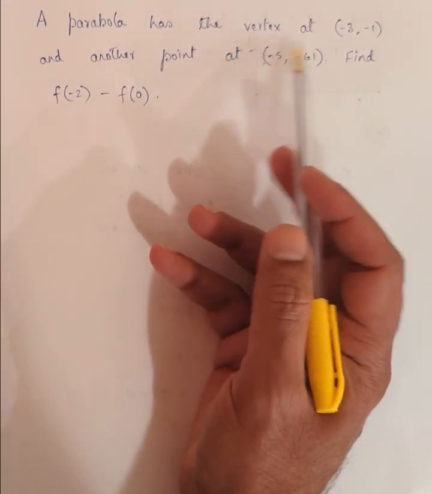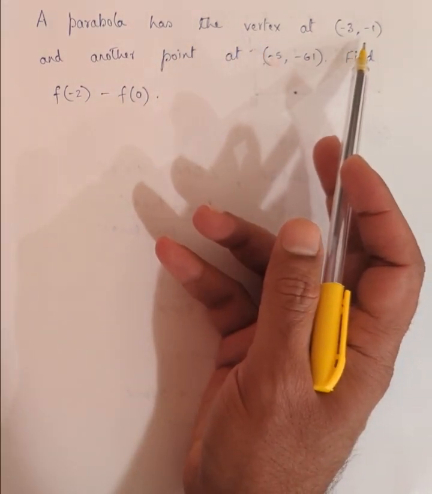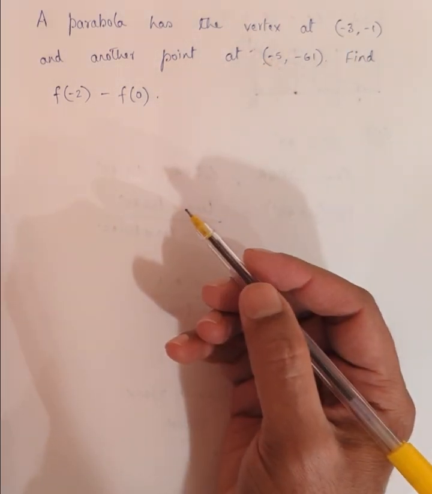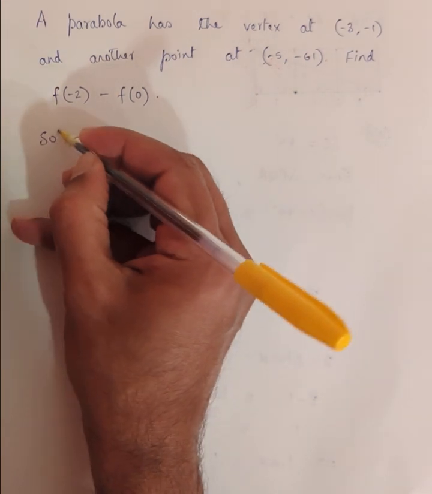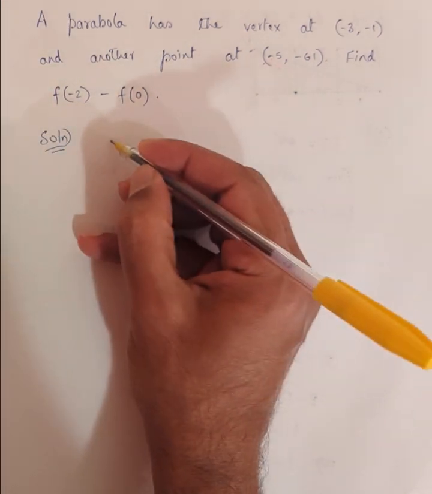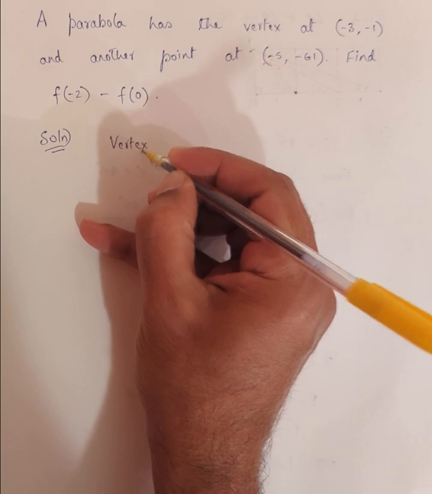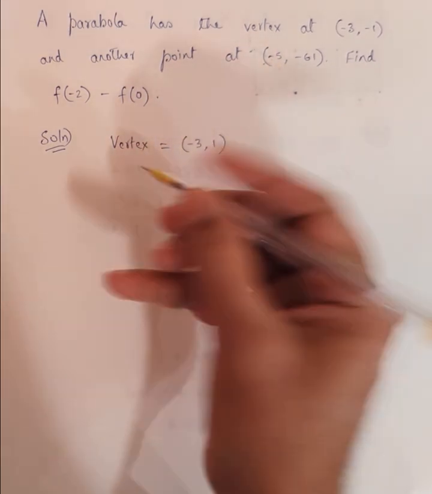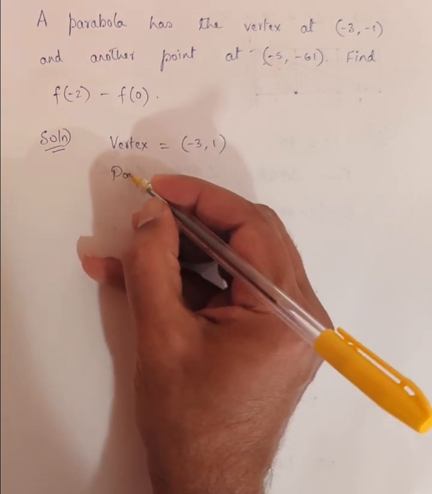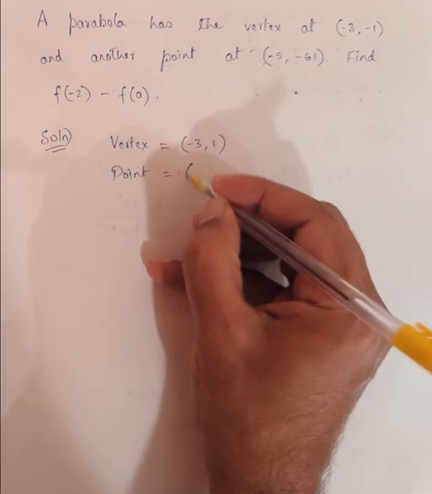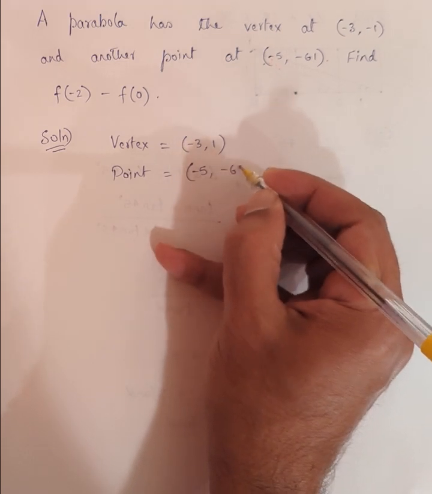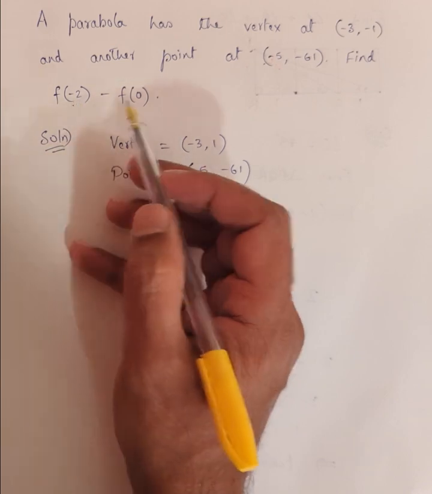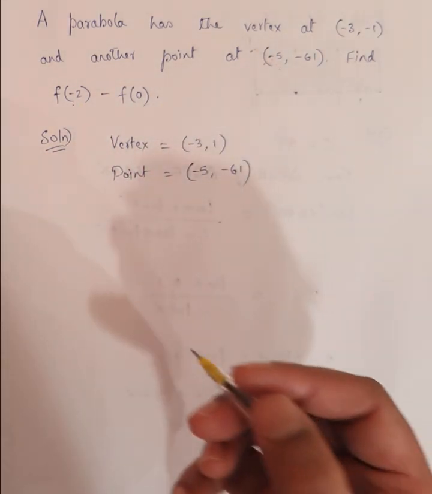A parabola has the vertex at (-3, -1) and another point at (-5, -61). So in the problem, the vertex is (-3, -1) and some other point. So let's just write it as the point given. And we have to find the y value at -2 and the y value at 0 and subtract.